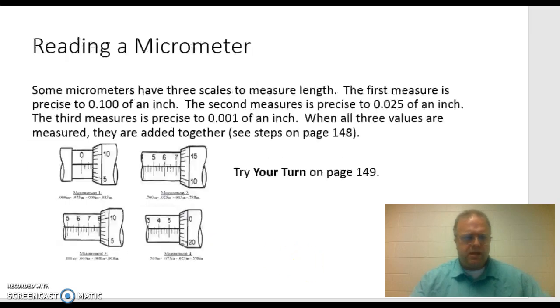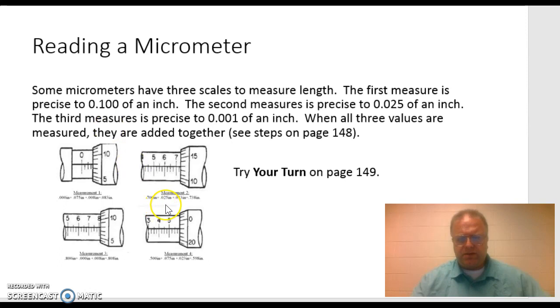So, reading a micrometer. A micrometer usually has 3 different scales to measure length on them, and you can see here are 4 examples. What we do is measure each one of those scales, and then add them all together to find the final measurement. The first measurement, the least accurate, is the large numbers that you see here, like for example in this one, 5, 6, and 7. This one would be past the 7, so we're going to multiply that by 1/10 of an inch, because that's how accurate that is.